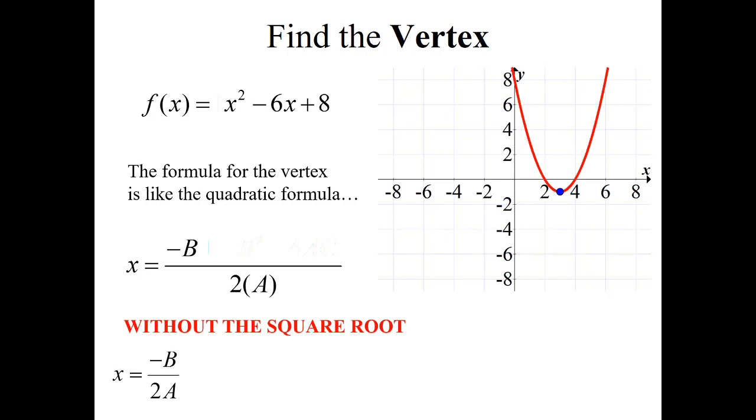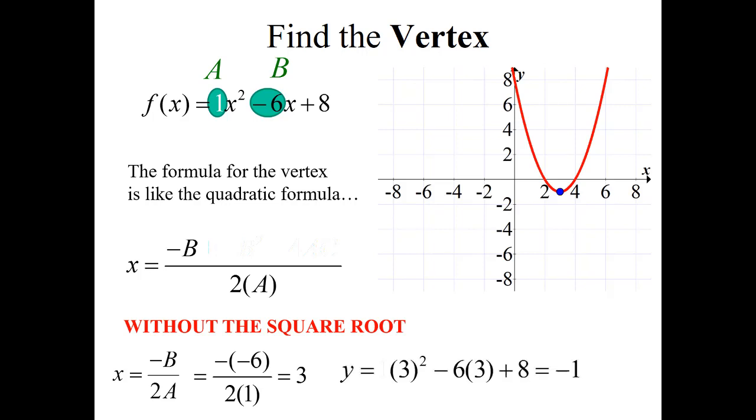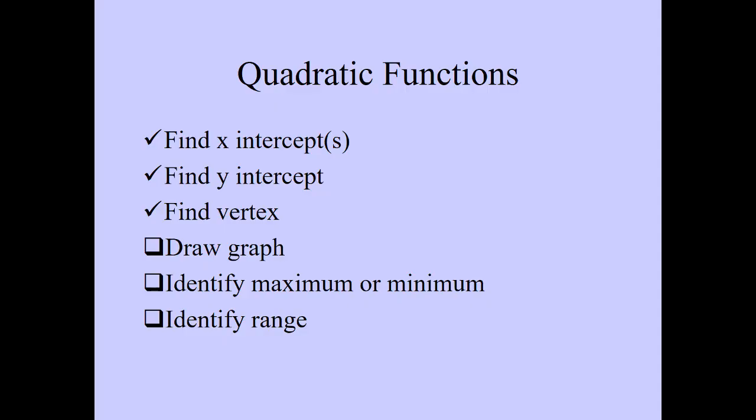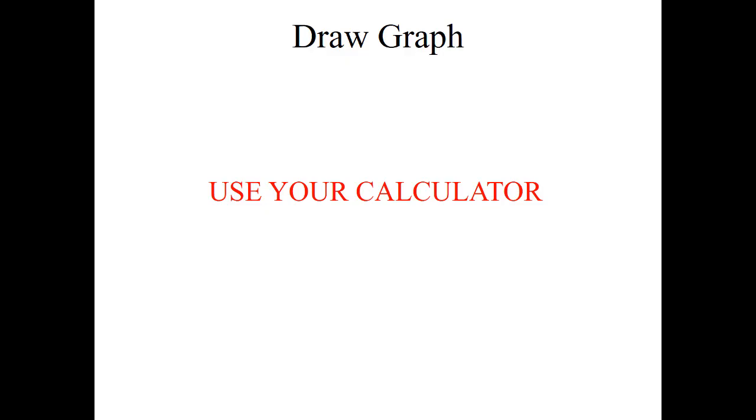We substitute the values for a and b, just like we do in the quadratic formula. That gives us the x-coordinate for the vertex. We take the x-coordinate, substitute that back into the function to find the y-coordinate. Now, drawing the graph, we won't say a lot about that other than you need lots of practice and understanding about the section that we just did. We'll use our calculator with appropriate window modifications.